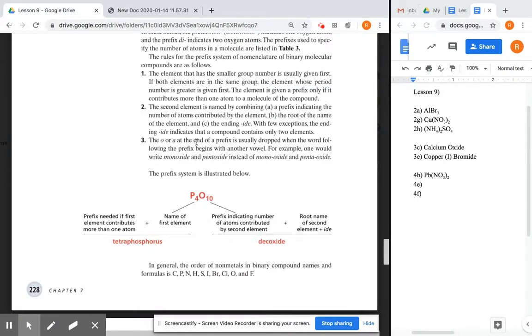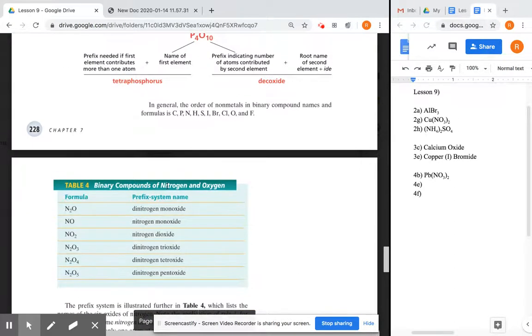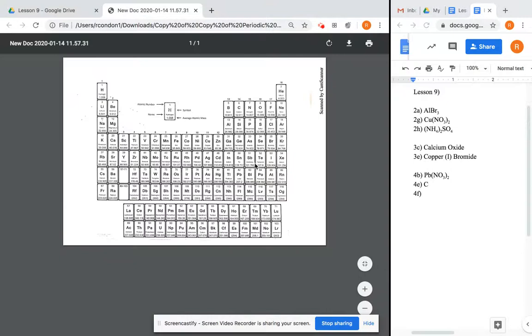So if there's no prefix in front of carbon, that means there's just one of them. So it's going to be carbon, and then selenium is right here, and then we know that it's going to be Se, and there's two of them. Se, and then subscript 2. There we go. Carbon diselenide.